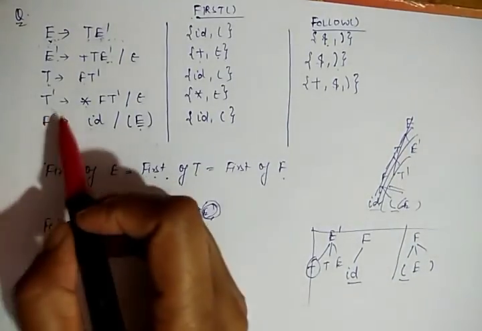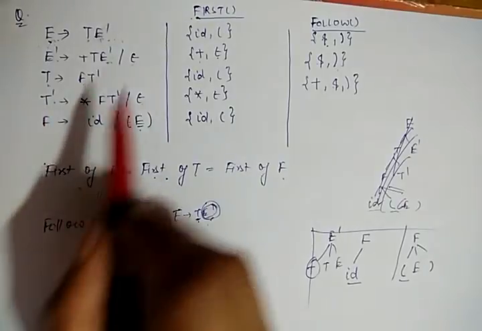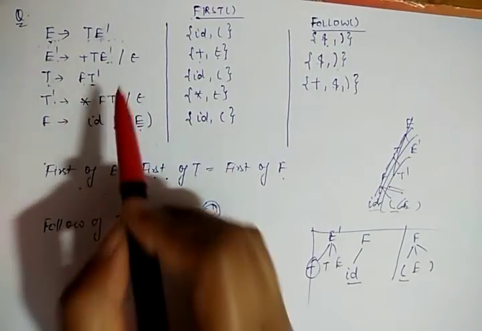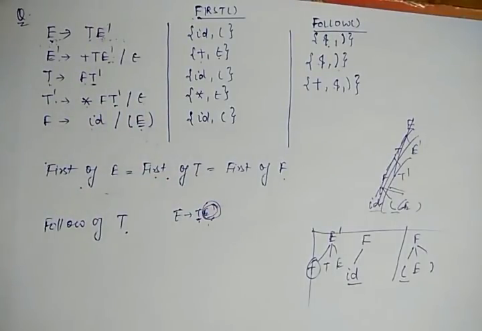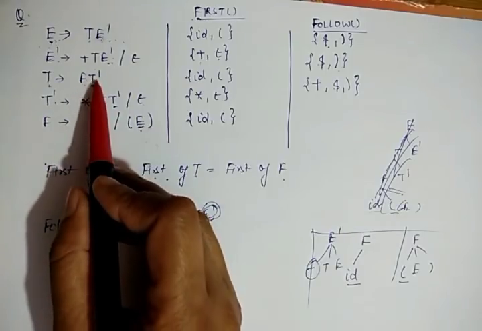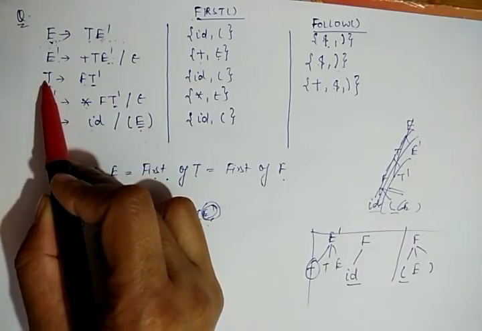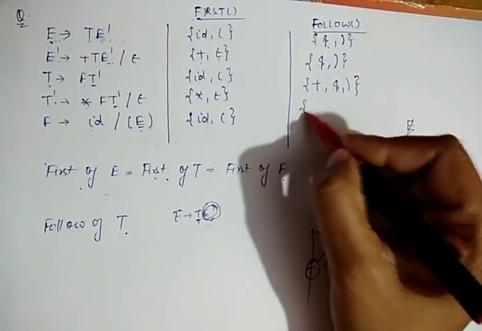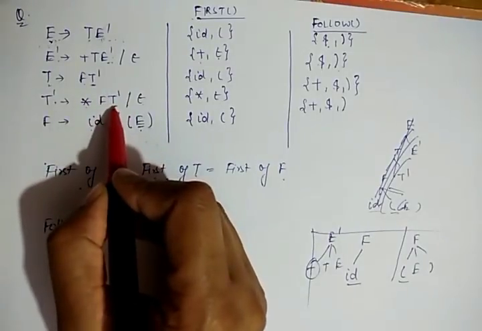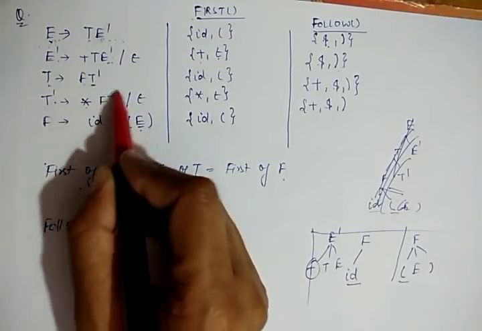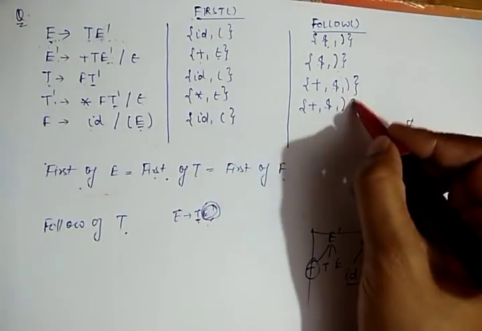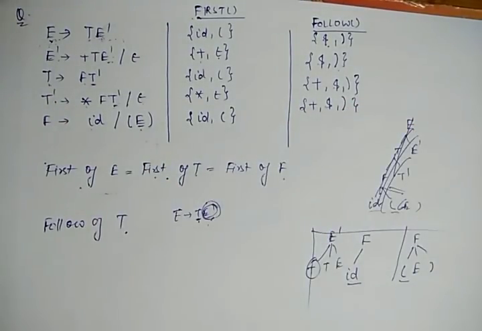Now, for finding the follow of T dash, see how many times T dash appears at the right hand side. One here and one here. In this case, T dash is the rightmost element of the right hand side. So we just follow the follow of T. What is follow of T? Follow of T is plus dollar and close brace. And for this T dash again, it becomes the rightmost element. So we just follow the left hand side. What is the follow of T dash? This is only. So the answer is plus dollar and close brace.